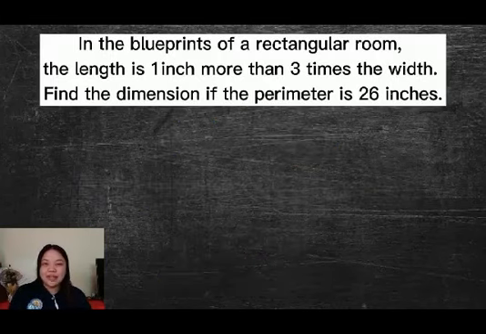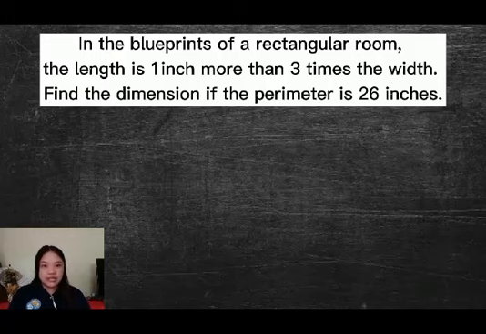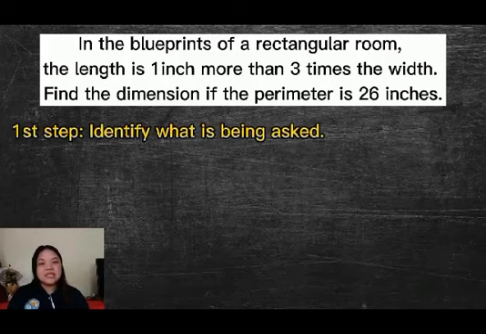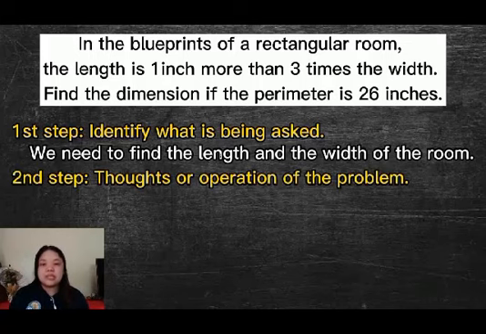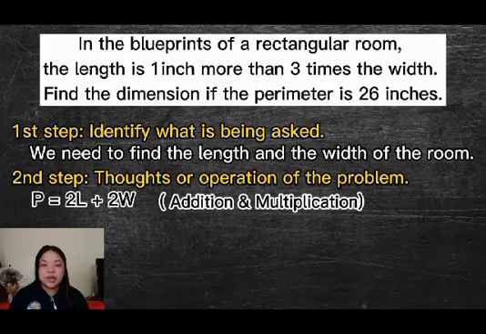Here we have: in the blueprint of a rectangular room, the length is 1 inch more than 3 times the width. Find the dimensions if the perimeter is 26 inches. The first step is to identify what is being asked. Since we already have the perimeter, all we need to do now is find the measures of the length and width. For the next step, the thought: the formula of perimeter is 2 length plus 2 width. Therefore, the operations that we're going to use are multiplication and addition.